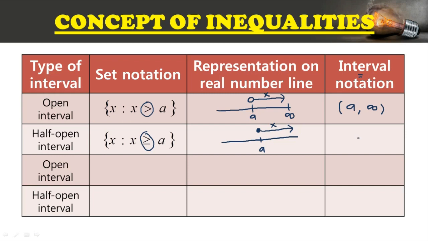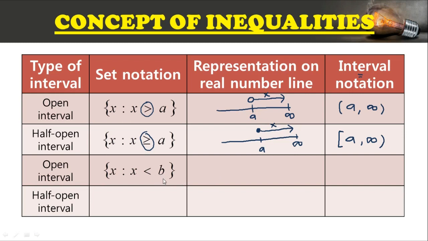And then interval. Okay, this one be careful. Since we have a filled circle for a, that means from a we should write a square bracket until infinity. So from a until infinity. Infinity always open.